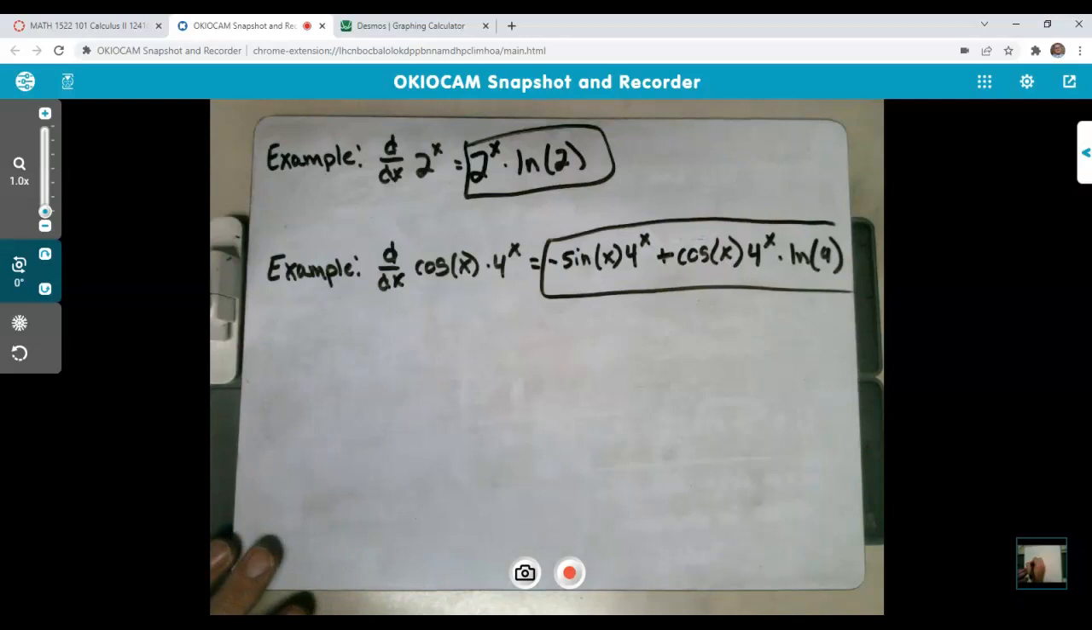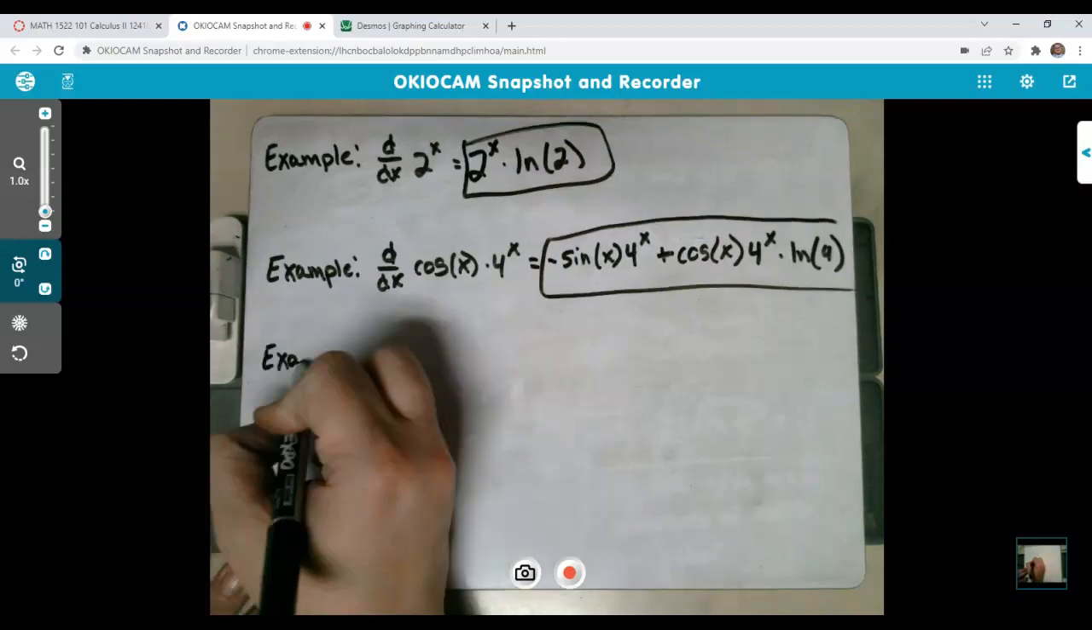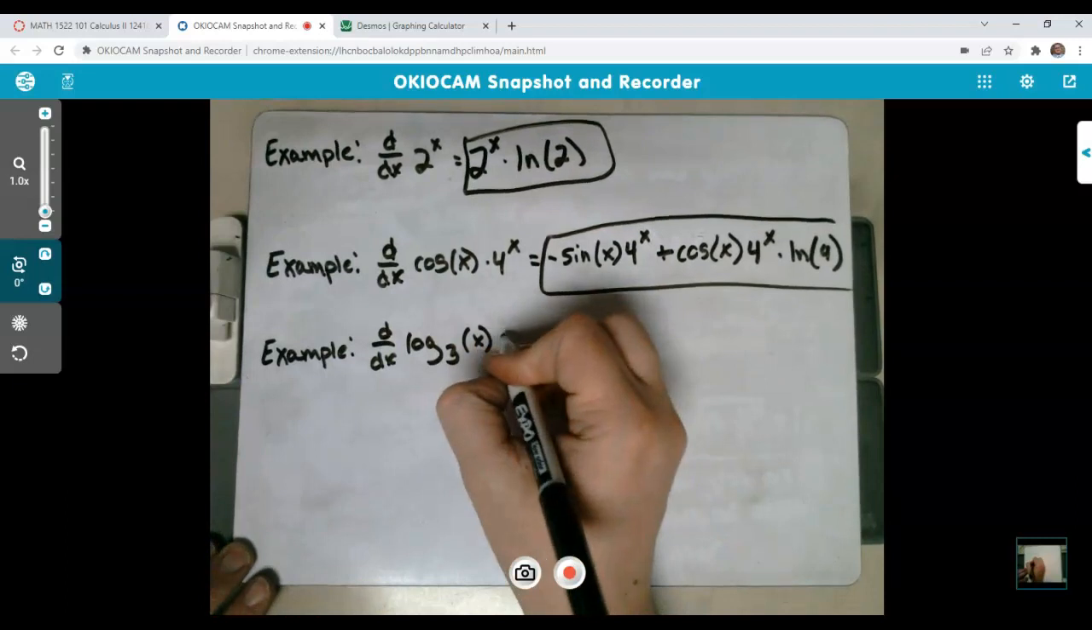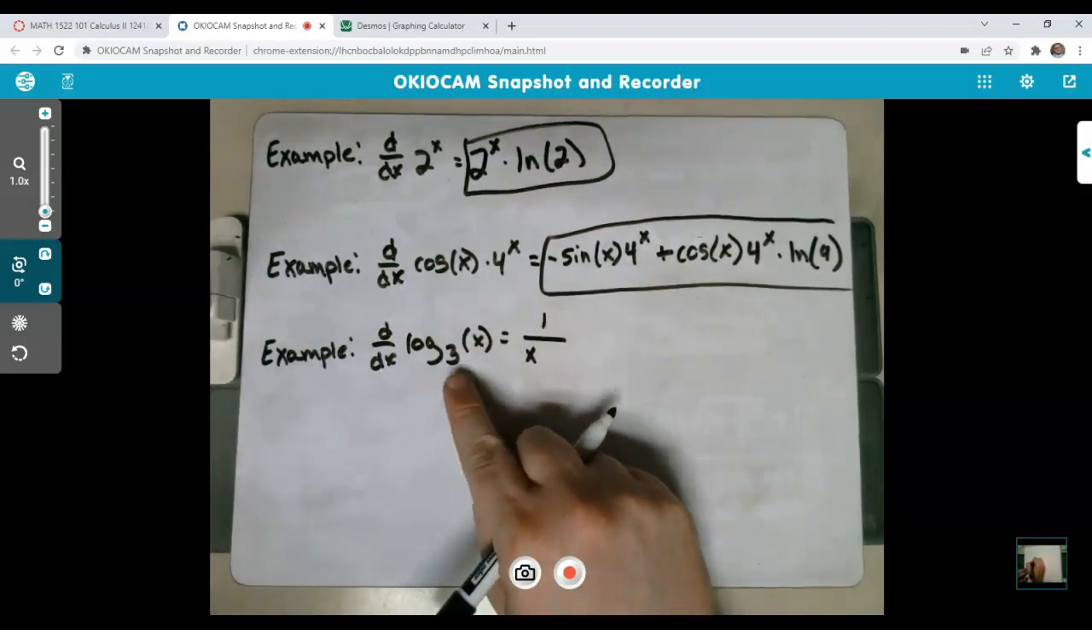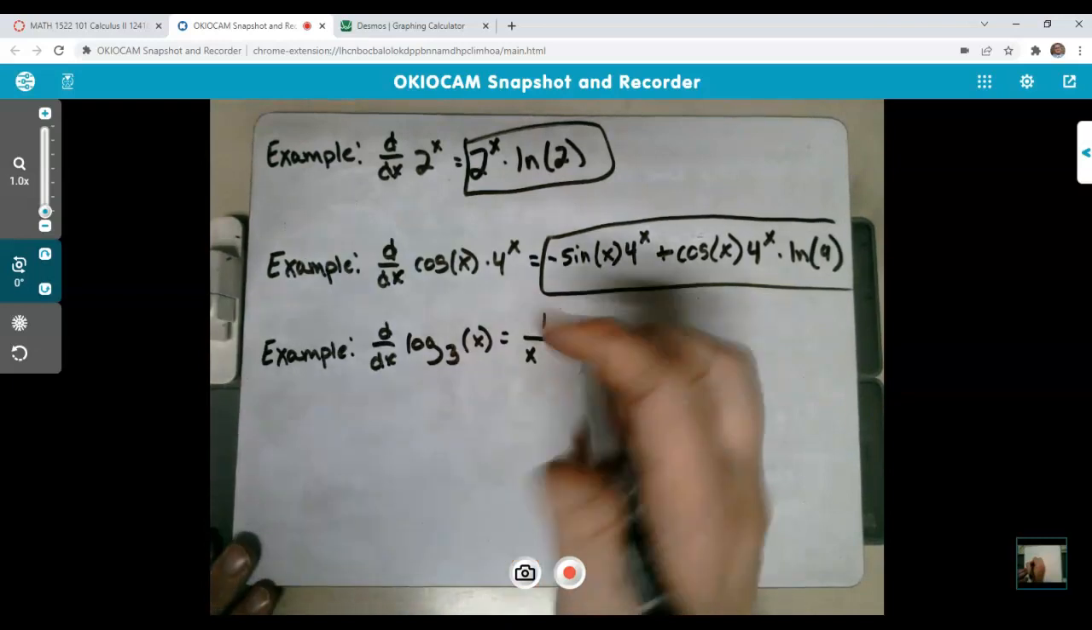Another example. Let's find the derivative of log base 3 of x. Again, we have a rule for that now. Remember, whenever I have log base b, it's just 1 over x times the natural log of that b, right? So for this case, again, it's a logarithm, so we know we're starting with 1 over x. But since my base is not equal to e, I have to times it by the natural log of that base. And that's it.